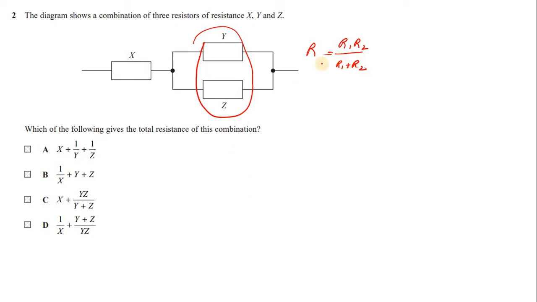So if you apply this approach to Y and Z, the combined resistance of these two will be YZ over Y plus Z. And this is the combined resistance of these two, and this new combined resistance and X are in series. So the total resistance along with X will be X plus YZ over Y plus Z. So if you see, C is the option.